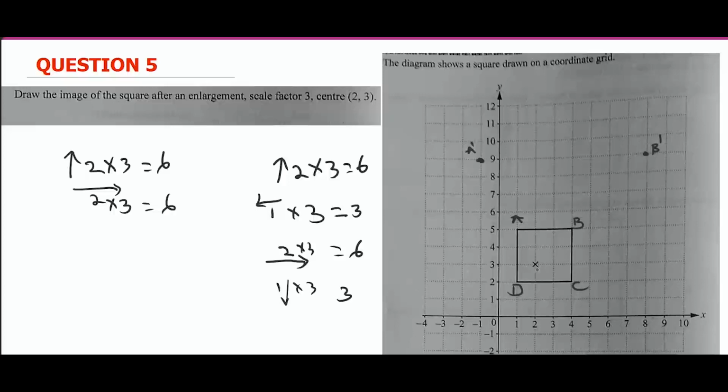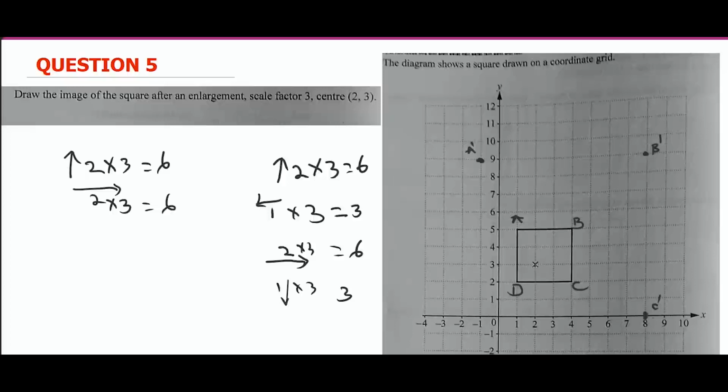So from the center of enlargement, let's count 6 to the right. You have 1, 2, 3, 4, 5, 6. Then 3 down. 1, 2, 3. So it will be on the x-axis here where you have 8. So that will be C prime, the image of point C. Then the last one now will be point D.